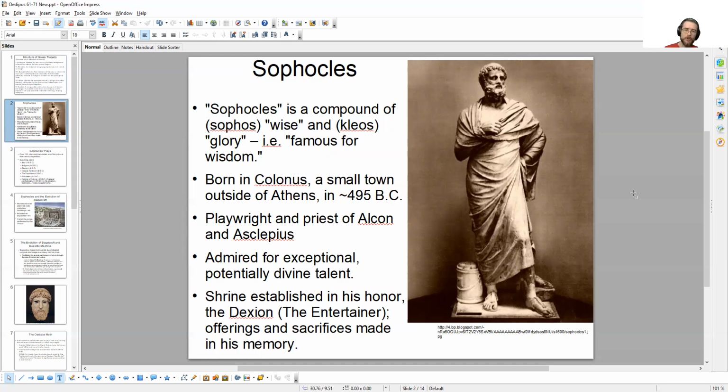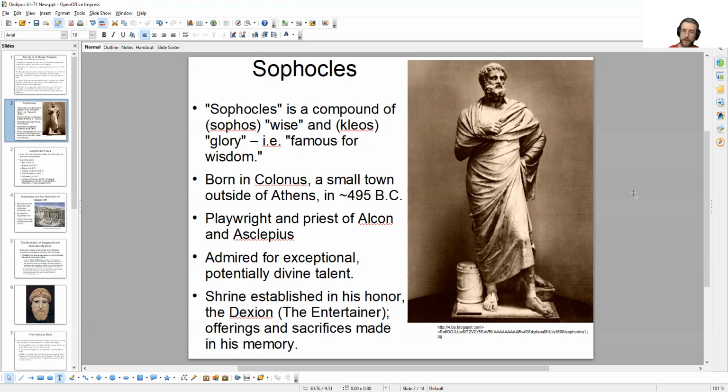His name almost means wise glory or famous for wisdom. That seems to be a rather felicitous coincidence, I suppose, because of the great renown that he earned through his works. He was born out in Colonus, which is a small town outside of Athens, around 500 BC. This is the place that would actually feature in the conclusion to Oedipus's narrative.